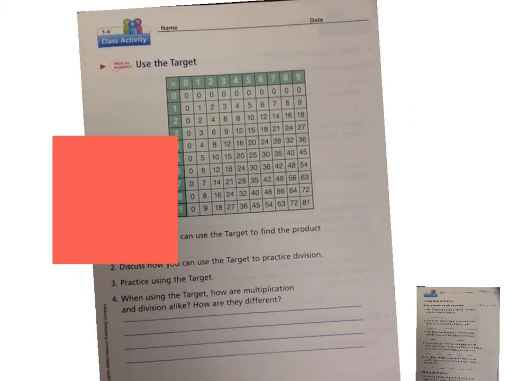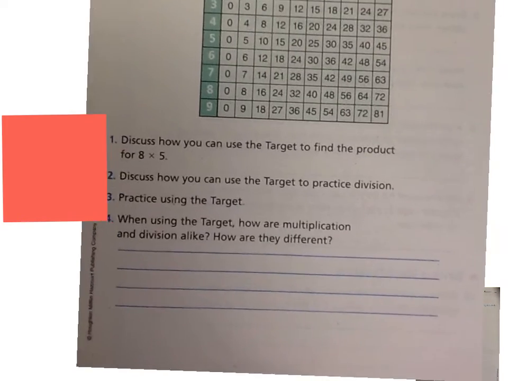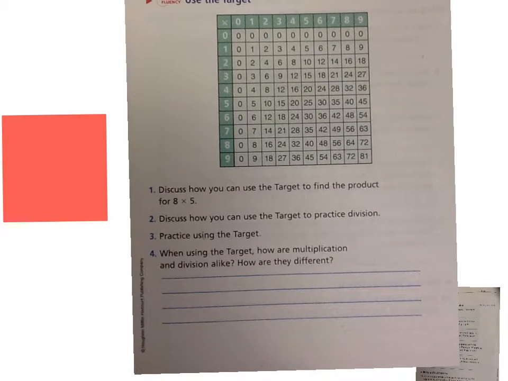Okay, so take your square or whatever you want to use, the corner of your paper, and you can do something like 4 times 4, and notice the corner points to 16. You can do 6 times 6, the corner points to 36. Okay, you might want to draw lines down, you might want to crash them into each other, however you want to do it. So let's look at the first one here. It says discuss how you can use the target, this is the target up top, to find the product for 8 times 5.